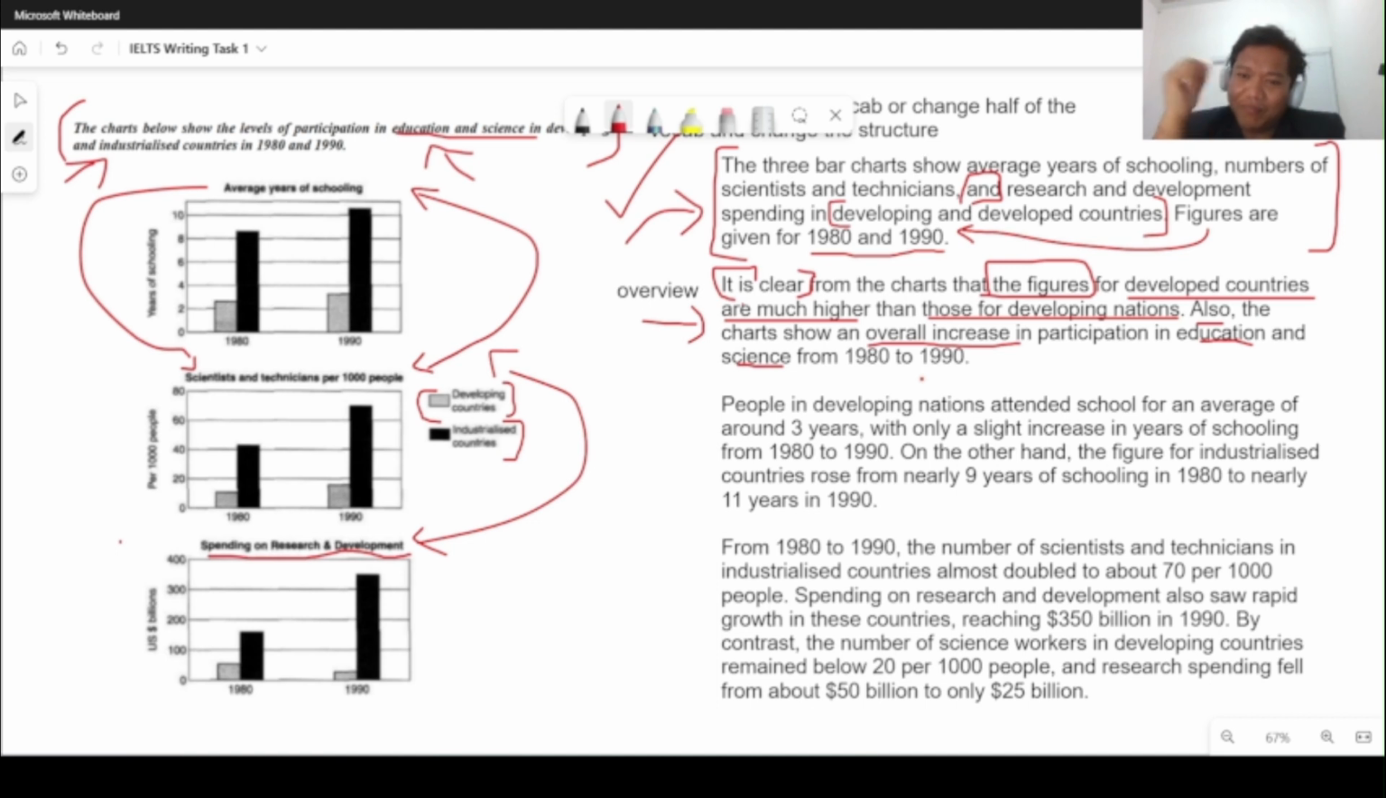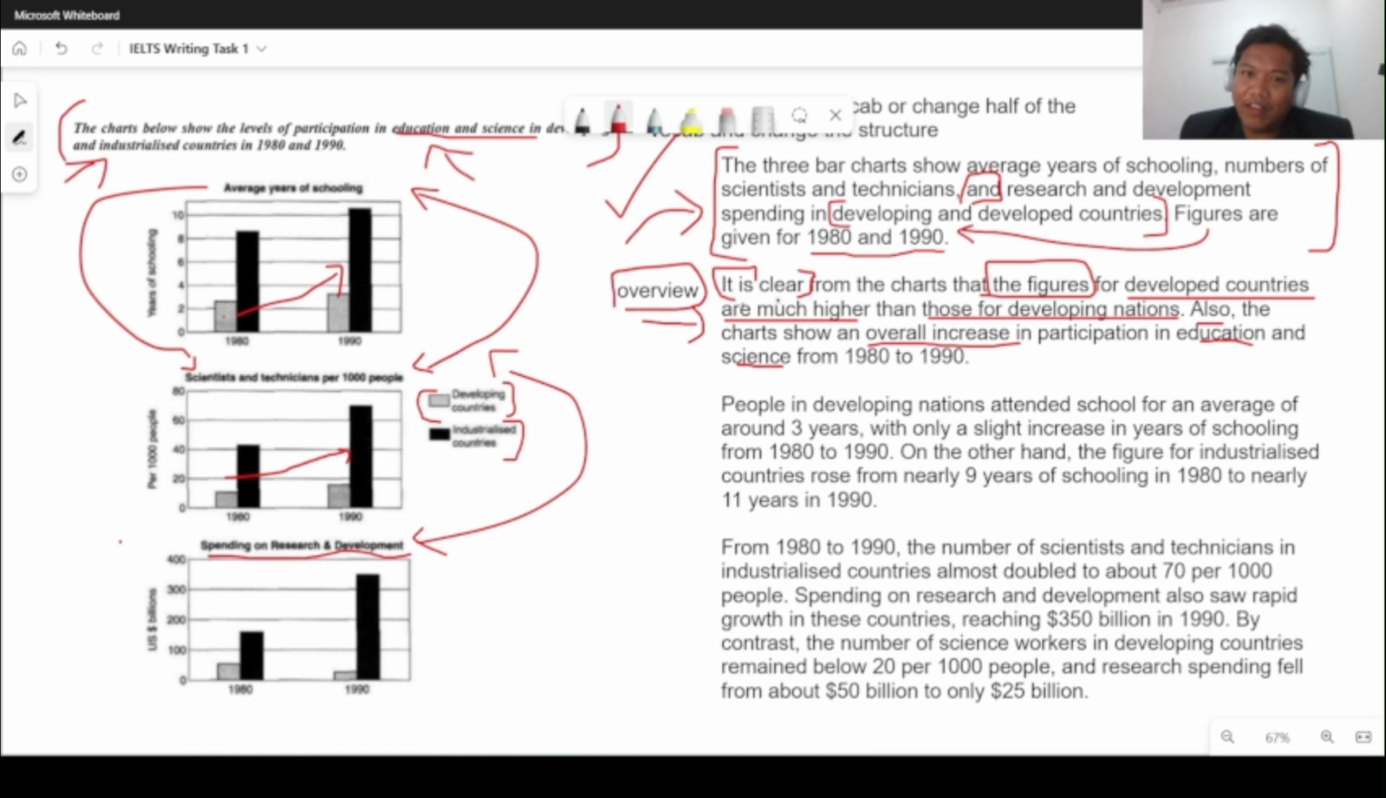So here there's an overall increase. You can see that as well, right? For average years of schooling, both developing countries and industrialized countries increase. This one as well, they both increase. So that's an overall trend as well. That's something that you have to be able to identify in your planning. In your planning, that's something that needs to be done. And so that counts as an overview.